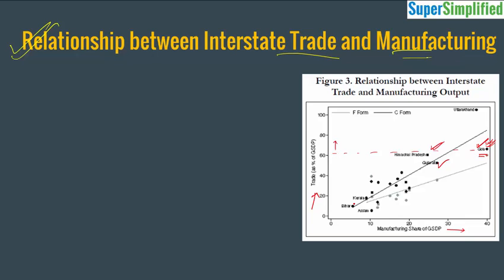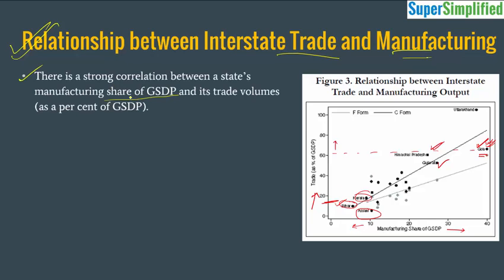And when we come to the other side of the graph, we have Bihar, Assam, Kerala. Here the manufacturing activity is low. For example, in the Bihar, it is mainly an agrarian state in the Ganga plains. So the manufacturing activity is low, and hence the level of trade is also low for these states. Right? So there is a strong correlation between a state's manufacturing share of GDP and its trade volumes.